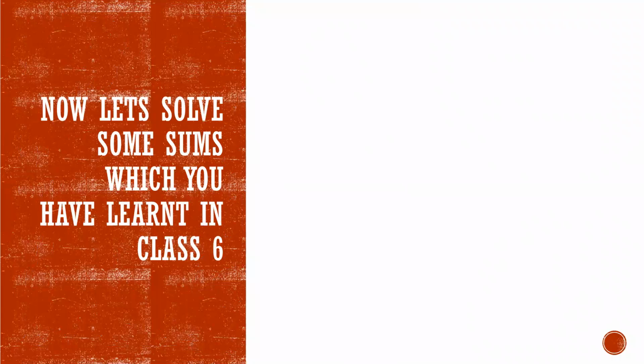Now let's solve some sums which you have learned in class 6 like addition and subtraction. So our first sum is 2 minus 3 by 5. We know that 2 is equal to 2 by 1. So 2 by 1 minus 3 by 5, and if you want to know the sum of this, you need to find the LCM of the denominator. So LCM of 1 and 5 is 5.